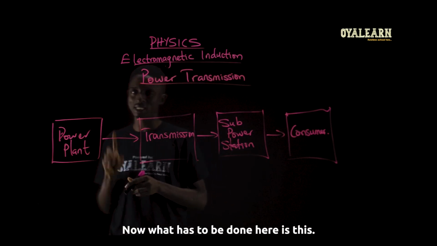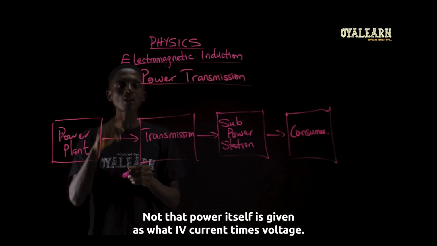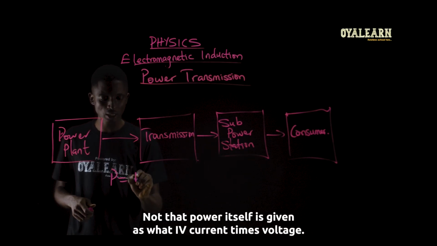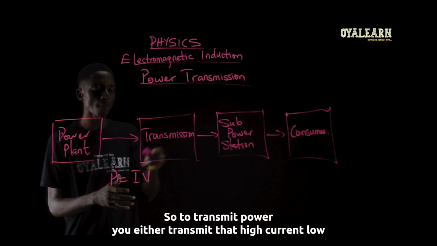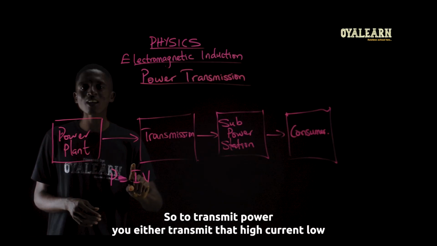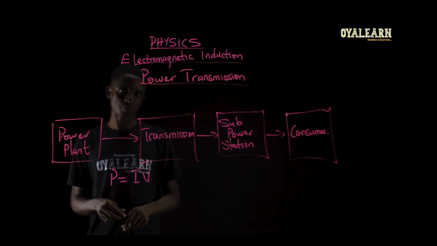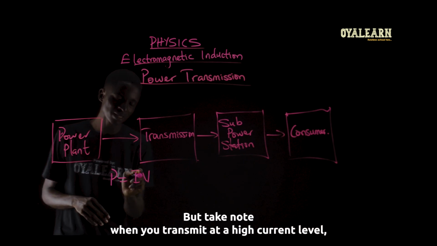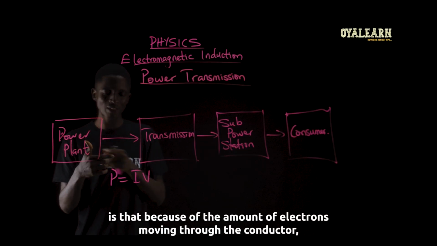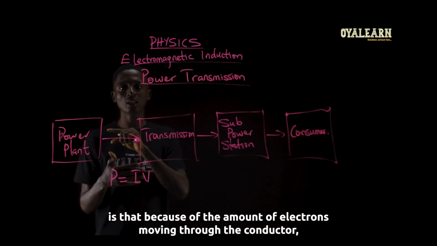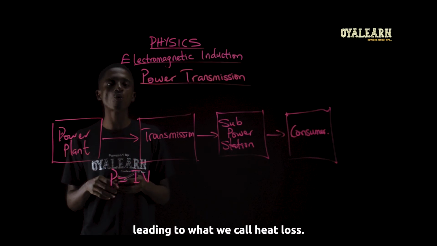Now, what has to be done here is this. Take note: to transfer or transmit power, note that power itself is given as what? IV, current times voltage. So to transmit power, you either transmit at high current, low voltage, or low current, high voltage. But take note, when you transmit at a high current level, because of the amount of electrons moving through the conductor, heat energy is going to be generated in the conductor, leading to what we call heat loss.